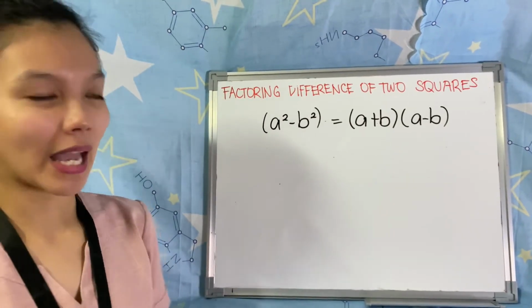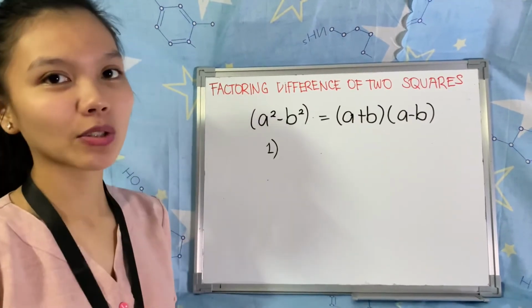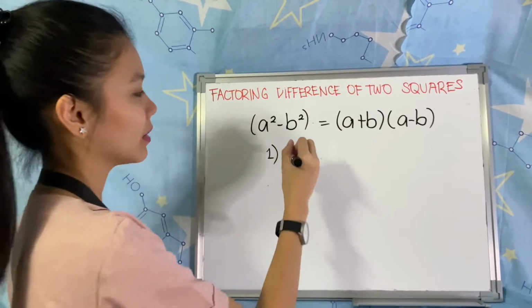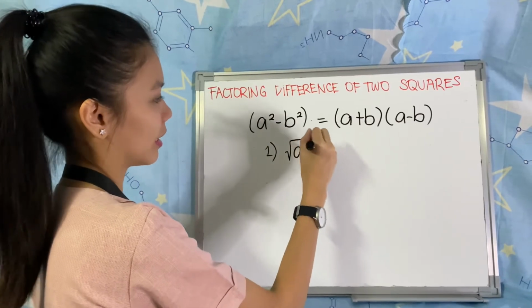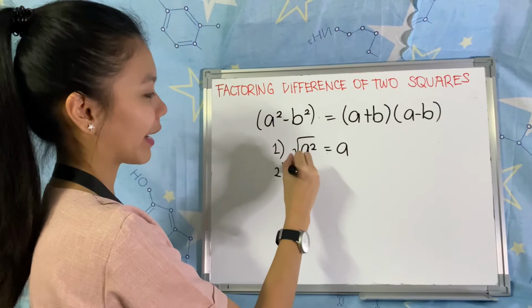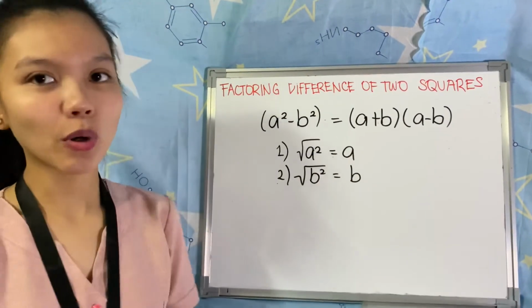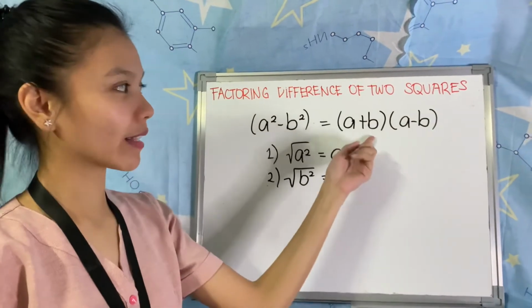So, the first step is to get the square root of the first term minus the square root of the second term, which is the second step. Then, you are just going to rewrite it by its form.